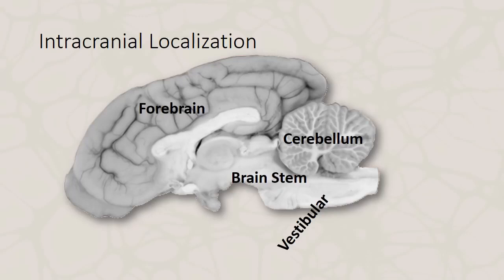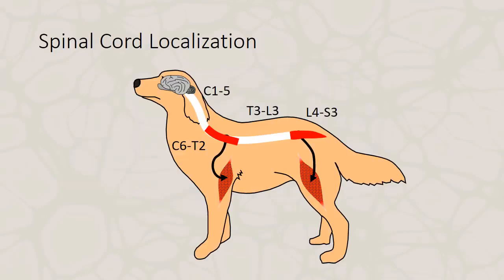So there's four areas that I want you to be able to neurolocalize when we're talking about the intracranial region. So as you're watching the patient, think, is it intracranial? And then, if it's intracranial, which of these four areas could it be? When it comes to the spinal cord, there's four areas that I want you to think about as well. C1 to C5, C6 to T2, T3 to L3, and L4 to S3. So a simple way to think about it is there's four intracranial areas of localization and four spinal cord areas of localization.